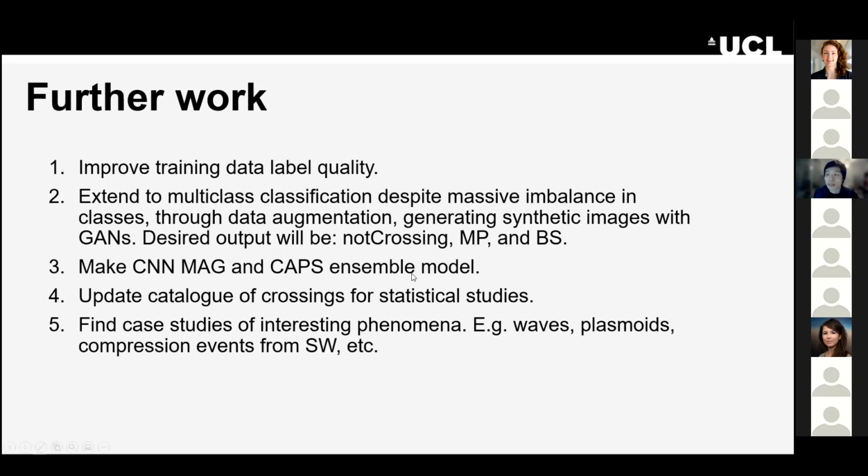And here are some potential further work, which I won't read, but that's pretty much it for my presentation.